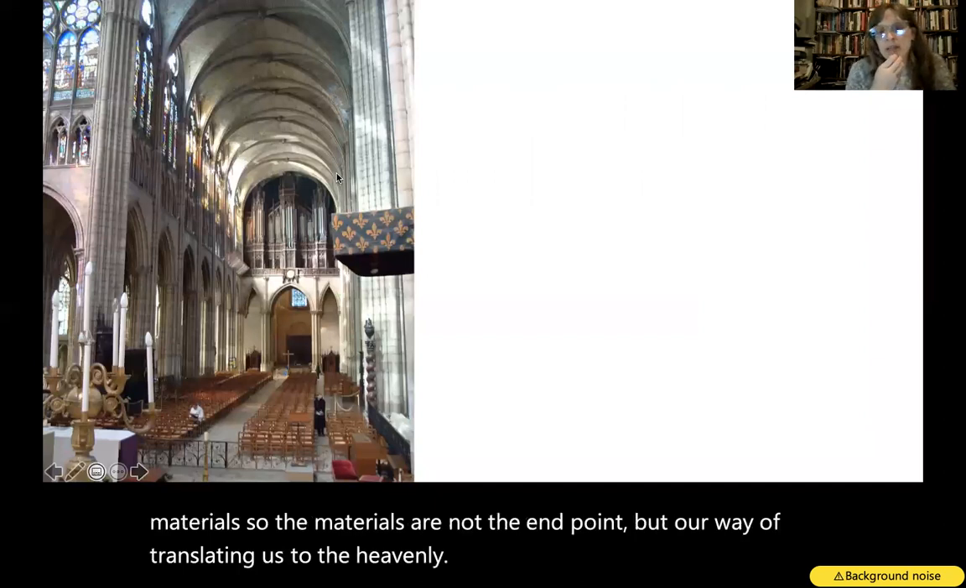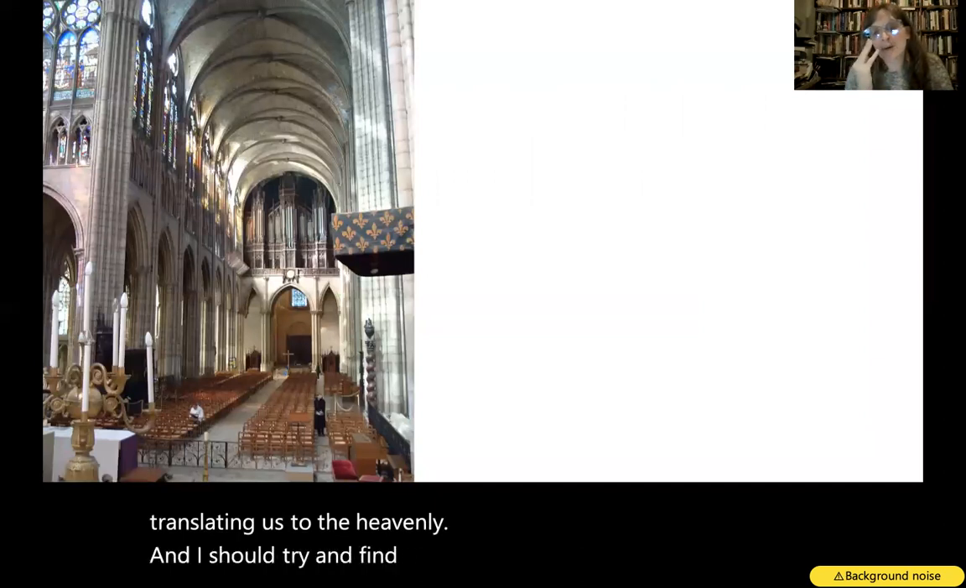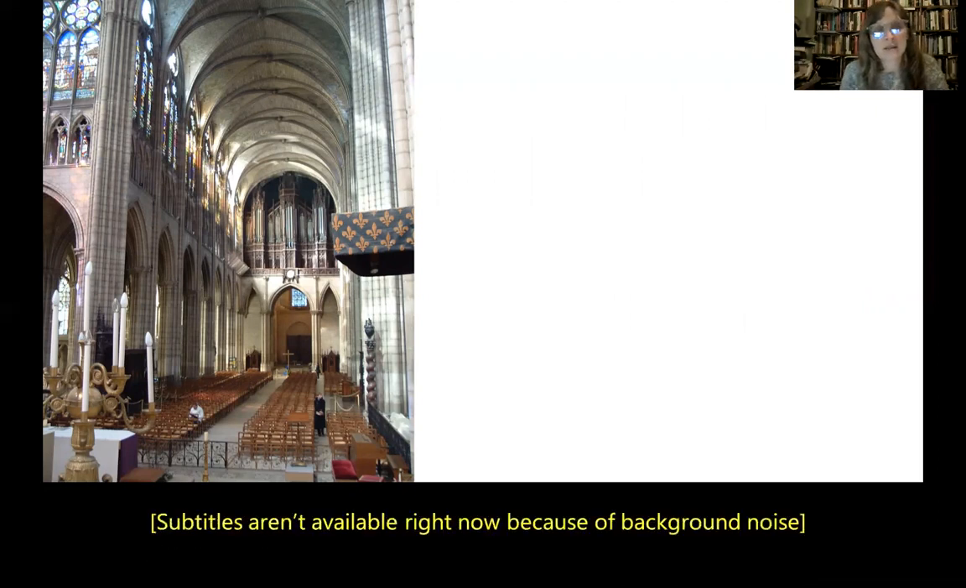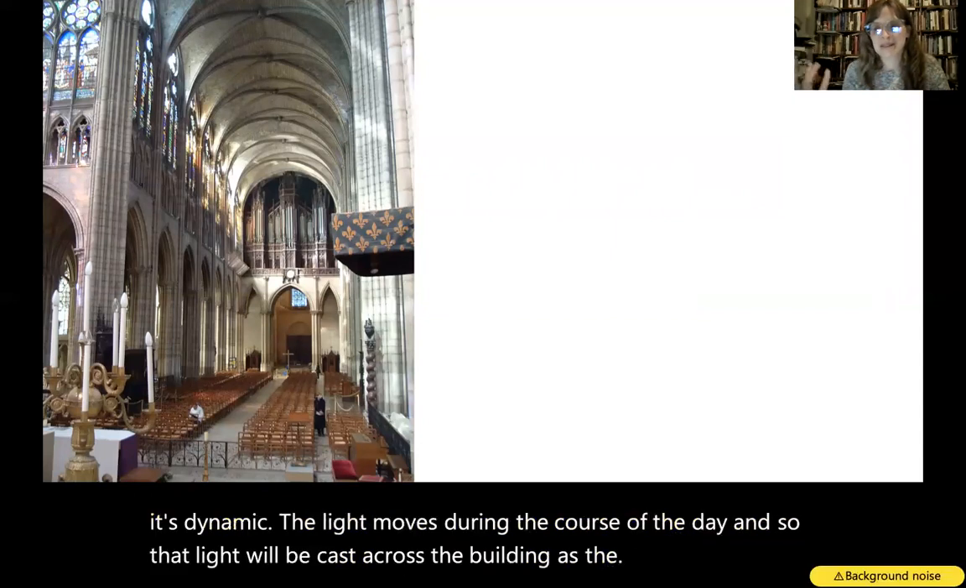Anybody could Google Gothic cathedral and stained glass window, and you could find a video showing the light moving across, right? And so that's what we get a little glimmer of here, the way that the stained glass really paints the walls of the church in a way. And then remember, it's dynamic. The light moves during the course of the day, and so that light will be cast across the building as we orbit the sun.